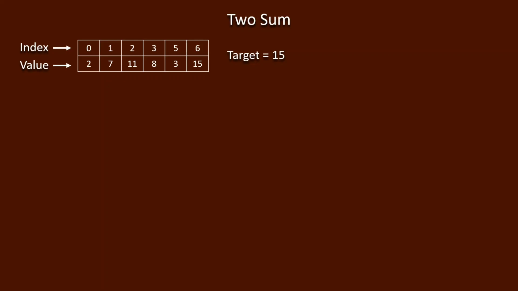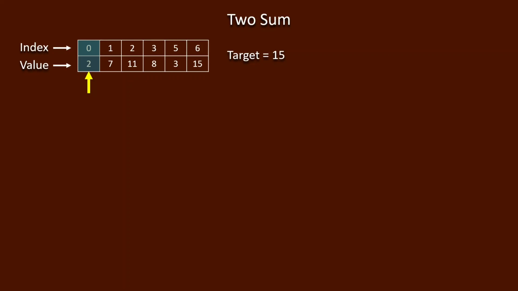The input array is having 6 elements, 2, 7, 11, 8, 3, and 15, and the target is 15. Now we are going to find two numbers such that they add up to the target value of 15 by using only one pointer. And this pointer is always going to start from the first element. Now let's think about how to find two numbers using just one pointer. At any point, once we know the value of the current pointer, we need to have a way to find if the target minus the current value is present in the array.